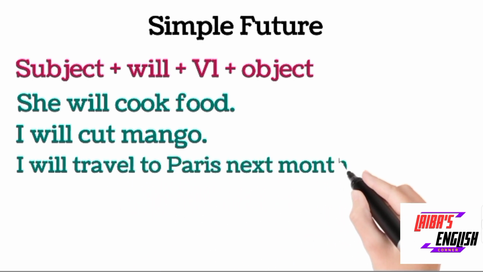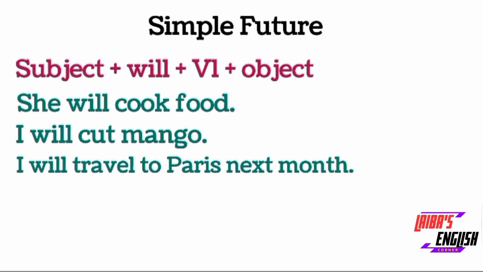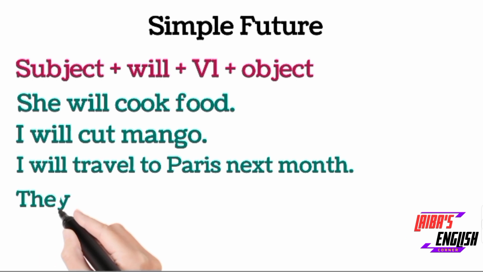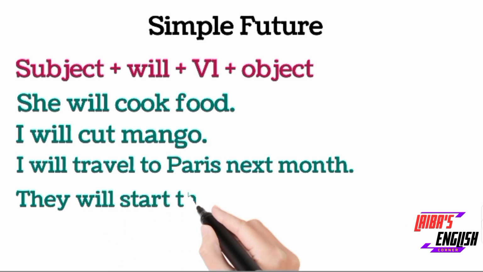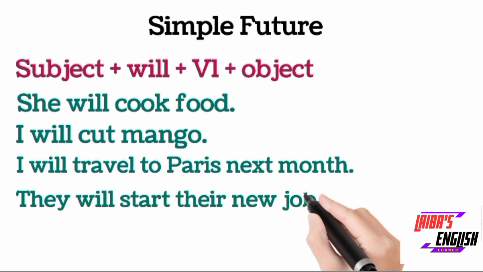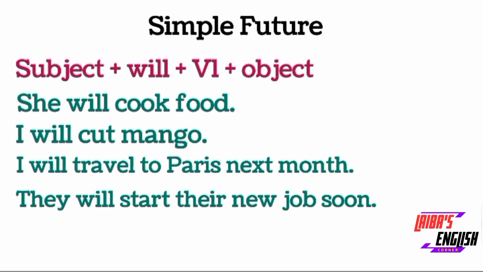Third example is, I will travel to Paris next month. Here, will is a helping verb, travel first form, and Paris is an object. Fourth example is, they will start their new job soon.